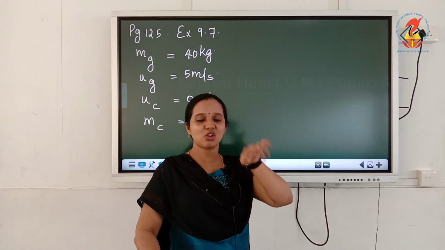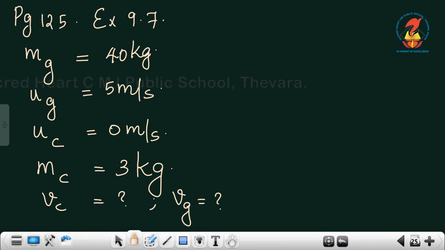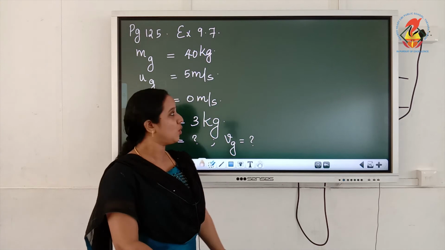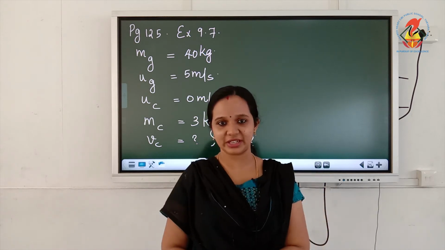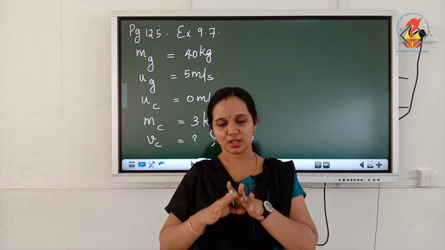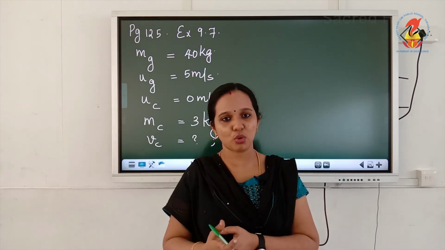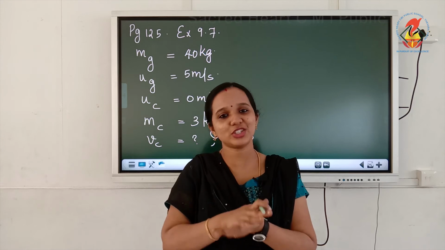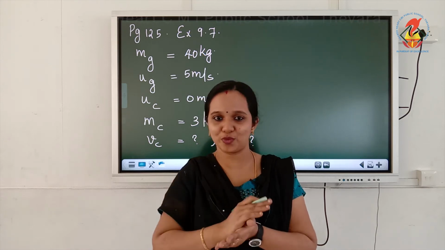So, when the girl jumps onto the cart, the cart starts moving, and along with the cart, the girl also moves. So, what is her velocity? What is her final velocity? So, here a girl is jumping onto a stationary cart. Initially the cart was at rest. So, when the girl jumps onto the cart, due to her force, the cart starts moving and the girl is on the top of the cart.